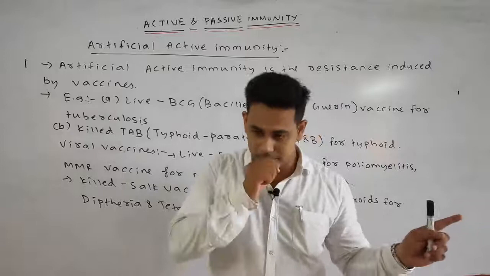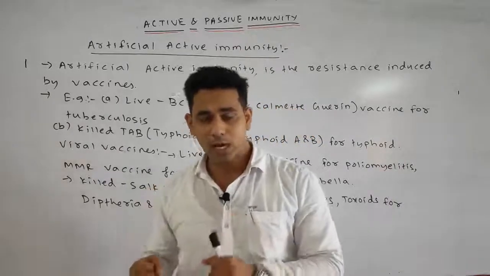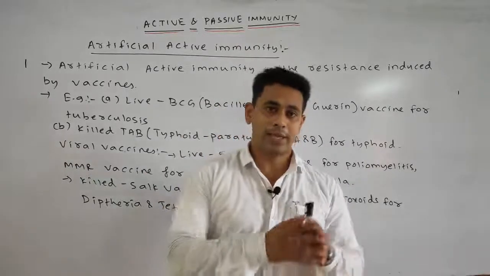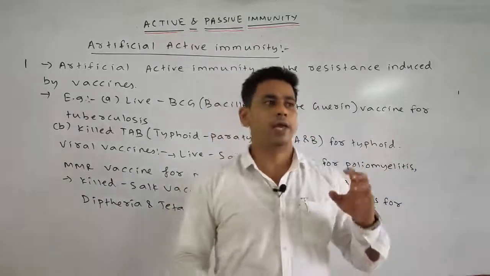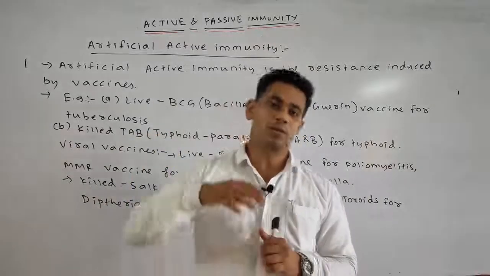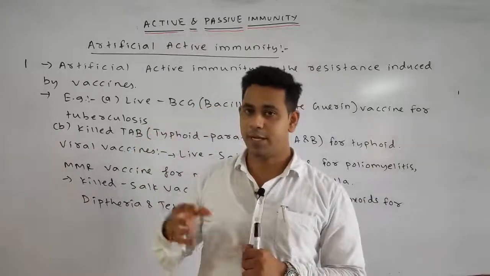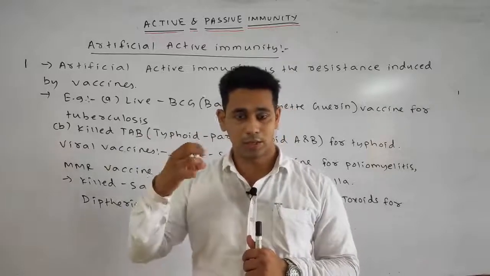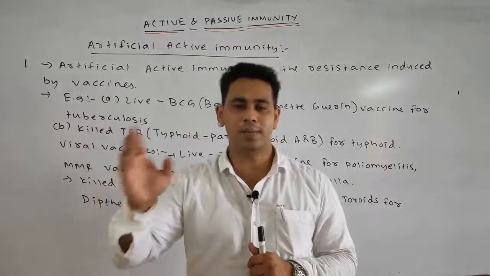What happens in the natural active immunity? Due to the clinical or subclinical infection, whenever the pathogen enters into our body, the natural active immunity develops. Or if a person has previously been attacked by some disease like chickenpox, then the natural active immunity develops. But in the case of the artificial active immunity, we take a vaccine, and that vaccine will help in forming or producing the antibody which will fight against the particular pathogen.